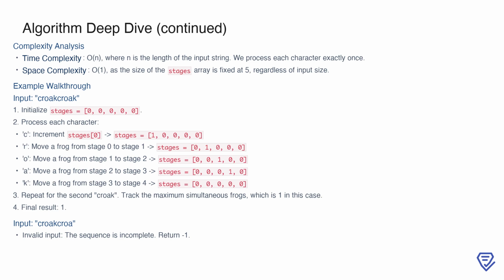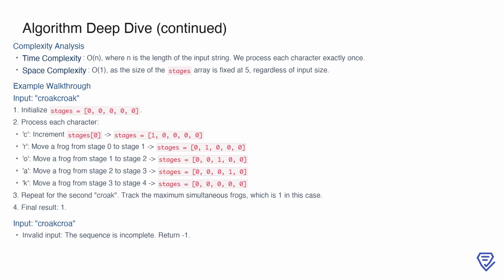For the input croak, we initialize stages as 0, 0, 0, 0, 0. Processing each character, we increment and decrement stages appropriately. C increments stages[0], R moves a frog from stage 0 to stage 1, and so on, until K completes the croak and resets the stages. At the end of the first croak, all stages return to 0.